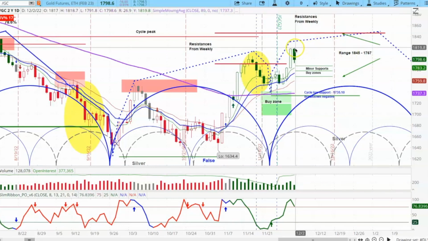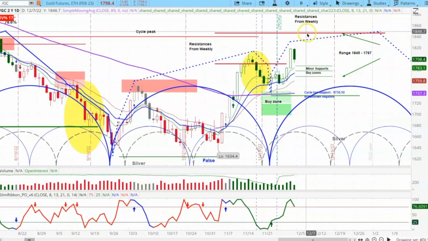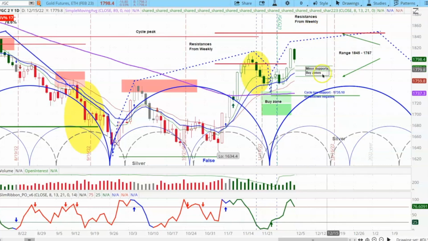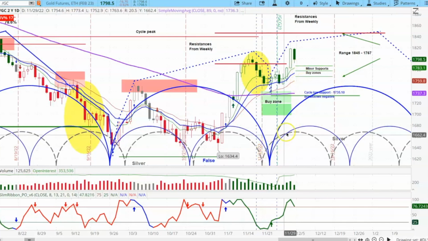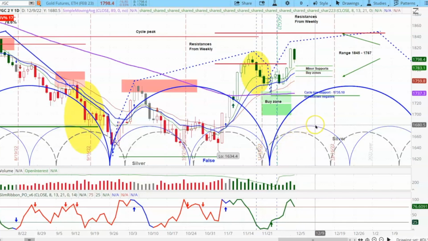So we're getting this pullback right in here. And our target was getting up to maybe 1840, 1845. And up over here is a major resistance up there at 1845. There also are supports in here that come in, and these are minor supports because they're built off of the minor cycle right in here.